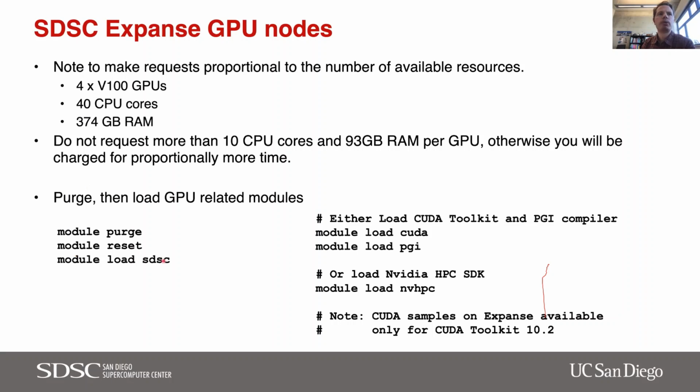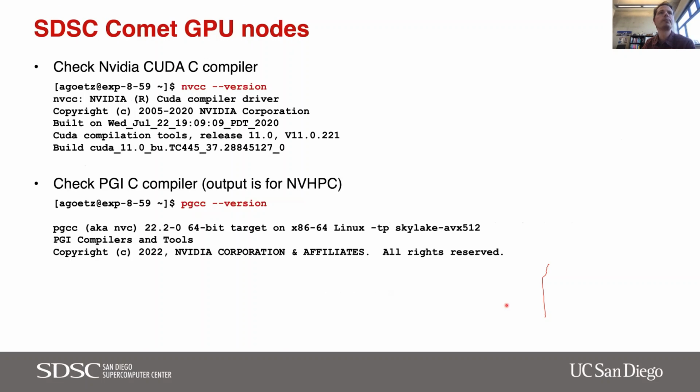And if you are in a GPU node, like I said before, you can just, here on the right-hand side, load CUDA and PGI, or alternatively load the NVIDIA HPC modules. If you want to use the CUDA samples and compile those and have a look at those, they are available only for the CUDA Toolkit 10.2. They're not installed for the other toolkit versions, as far as I know. And so you can check for the NVIDIA CUDA compiler, nvcc --version. If you have the module loaded, it should spit out information like this, or the PGI compiler, and will spit out the corresponding information.